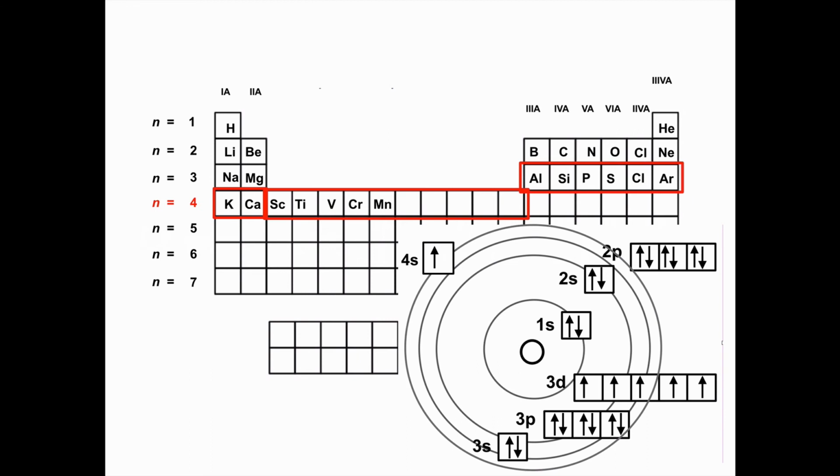Then we get to manganese, right? I put the electron back on the 4s. All right, so I'm back on track again, and I start filling them in, right? So iron.